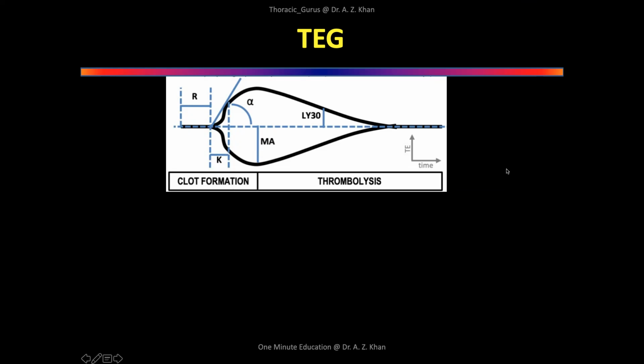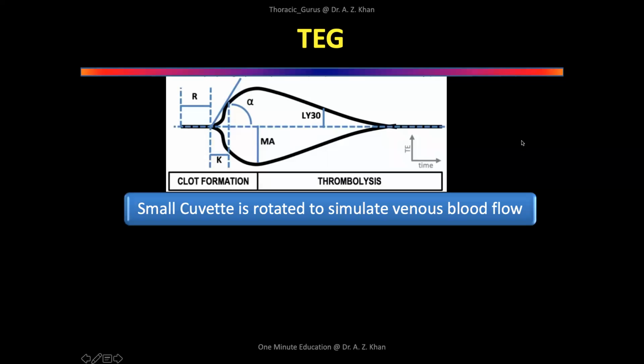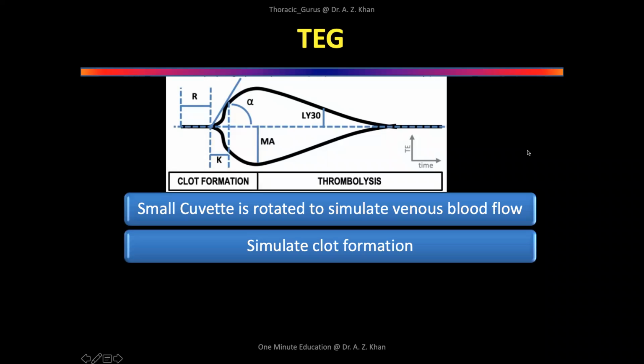What happens in the tube? There are two ways. One is there is a pin which stays stationary and the blood rotates around it. The other one, the blood stays stationary and the pin rotates. So it depends on what machine you're using. That is correct. So you actually create the movement to simulate venous blood flow, and you're simulating blood clot formation. And what are you looking for in the TEG? What does TEG read actually?